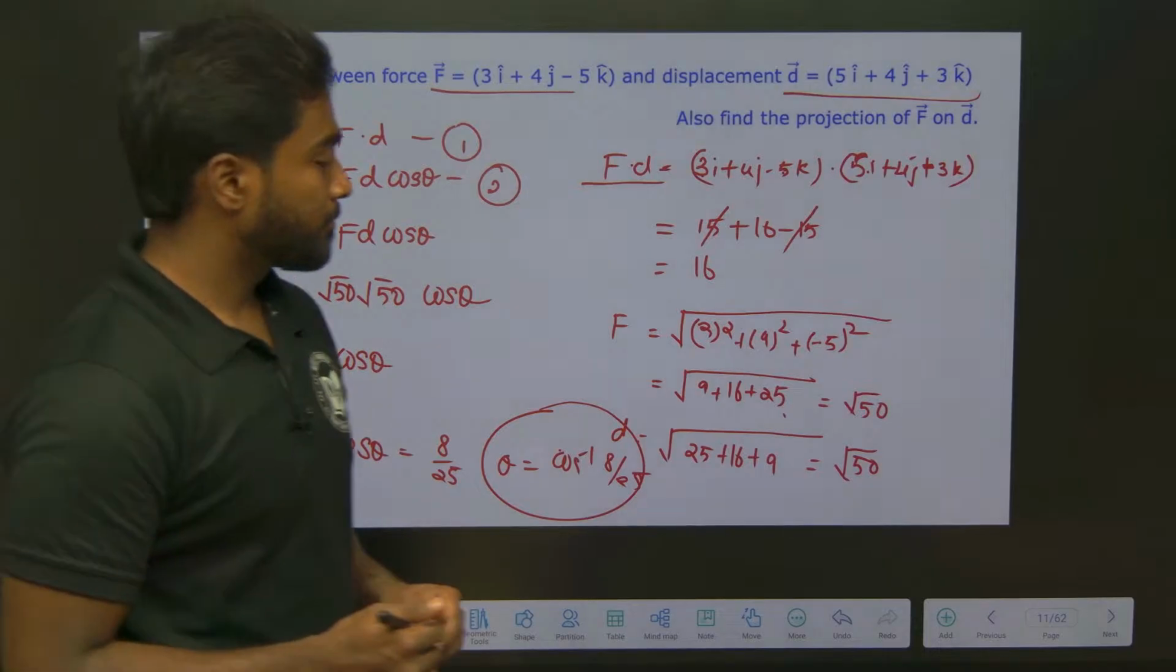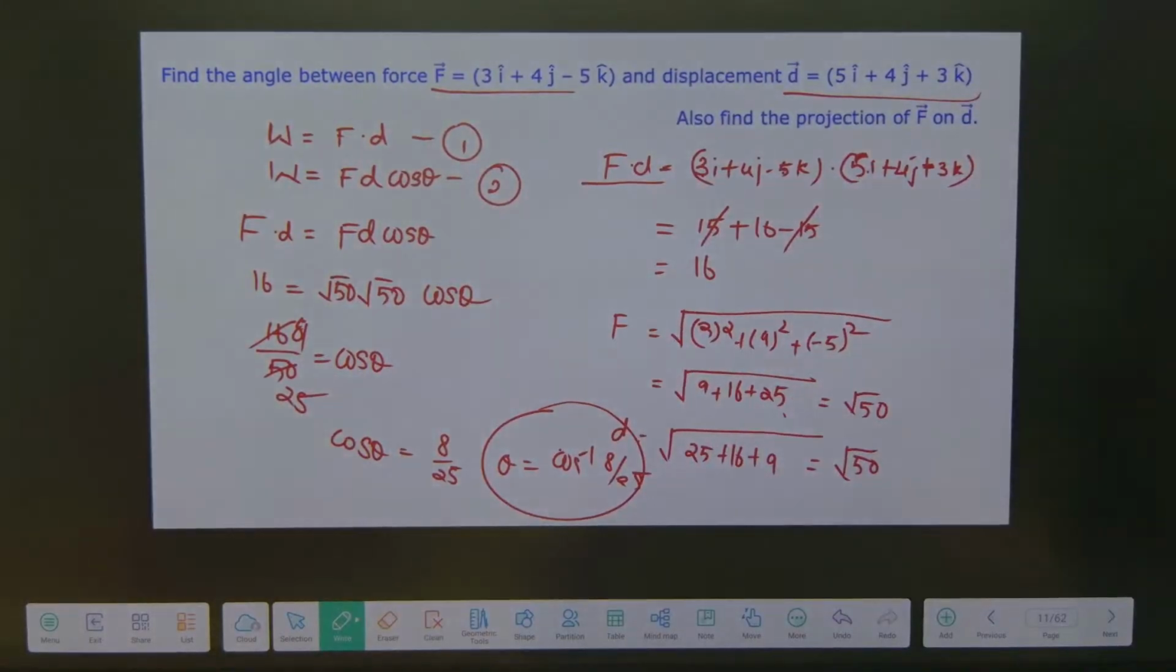Copy down fast. So once you have completed, let me know. We'll go for the next part of the question. Also find the projection of F on D. We should find it now.